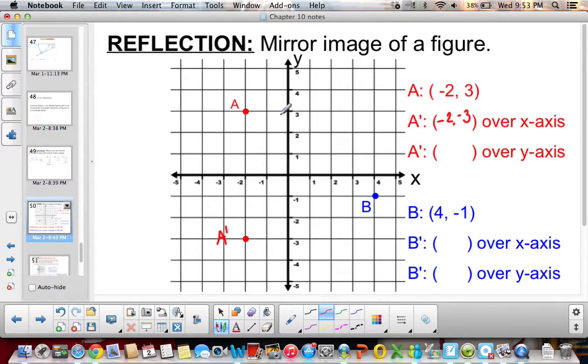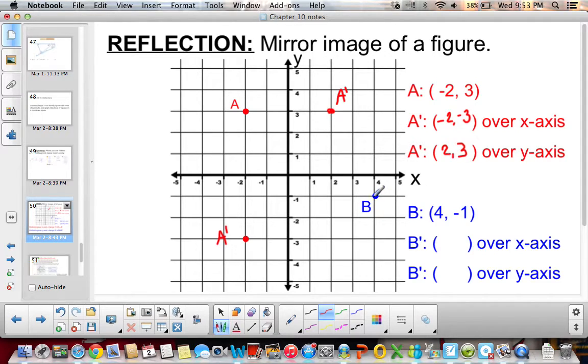If we reflect it over the y-axis, so now we go towards our y line, so 1, 2, and then 2 more over. So here's A prime, but it's reflected over the y-axis. So this one is over 2, up 3. So we can see our numbers are the same, our signs are different.